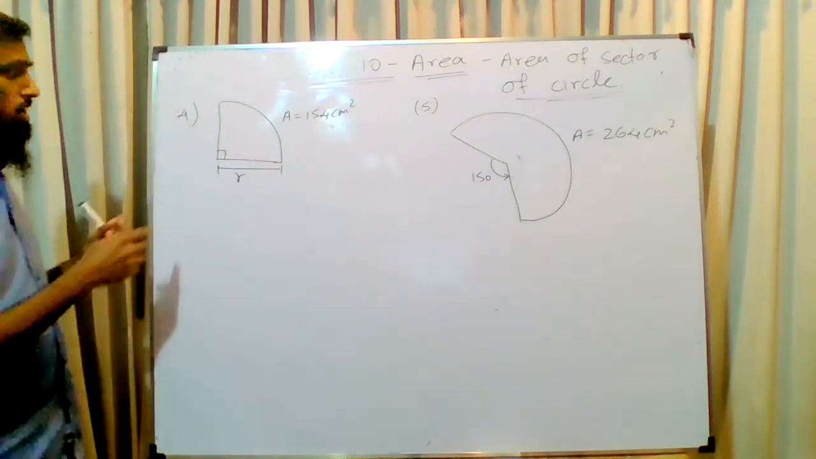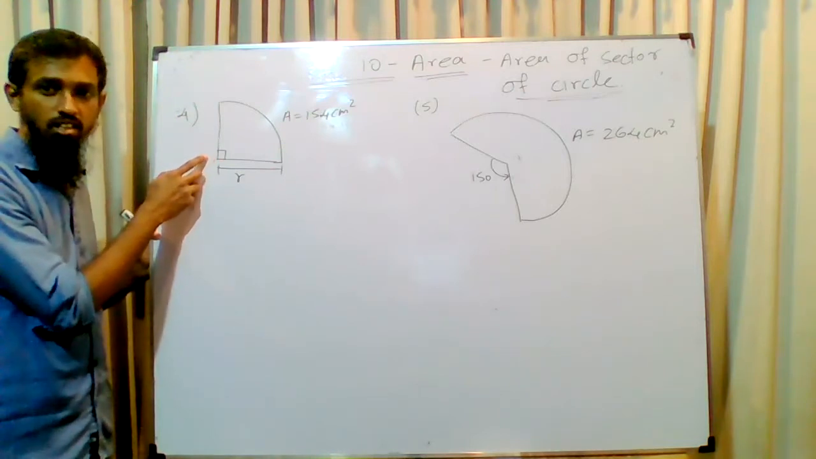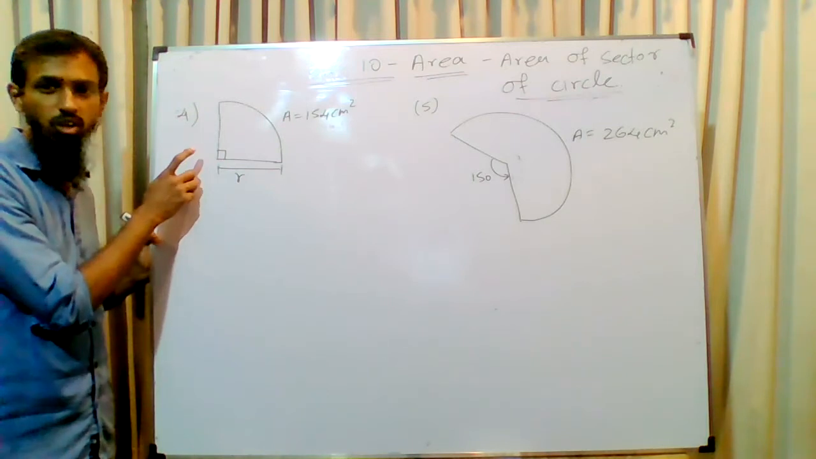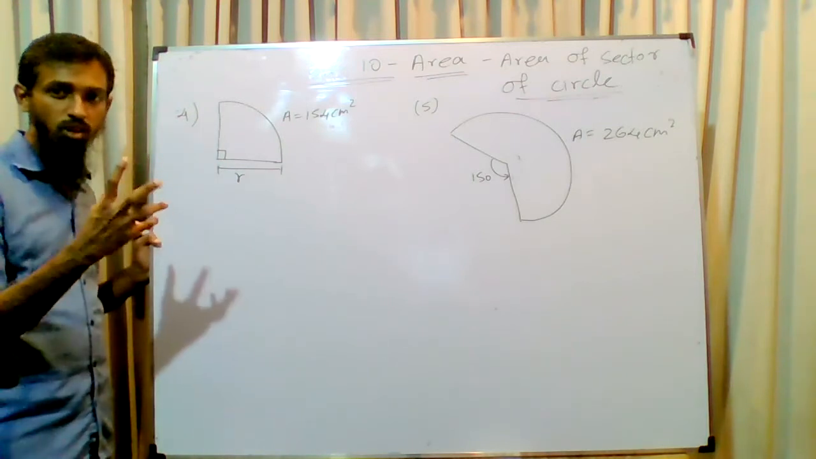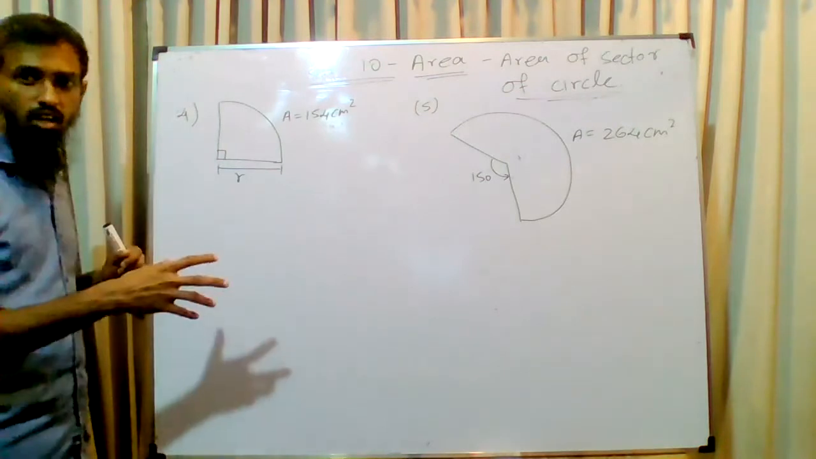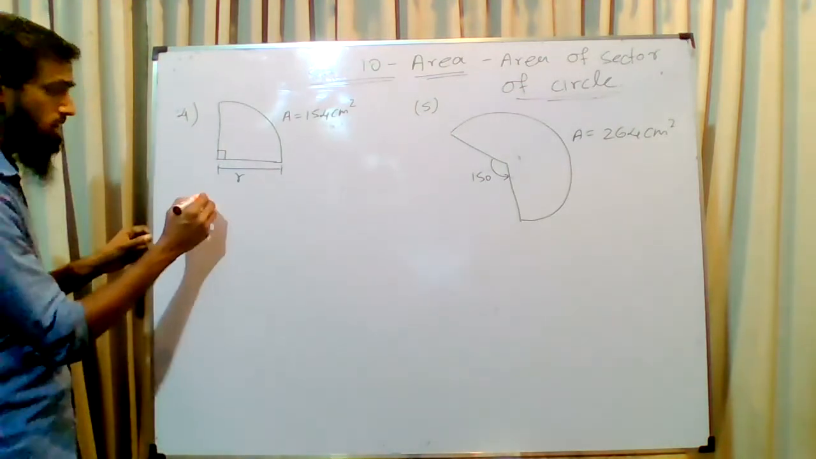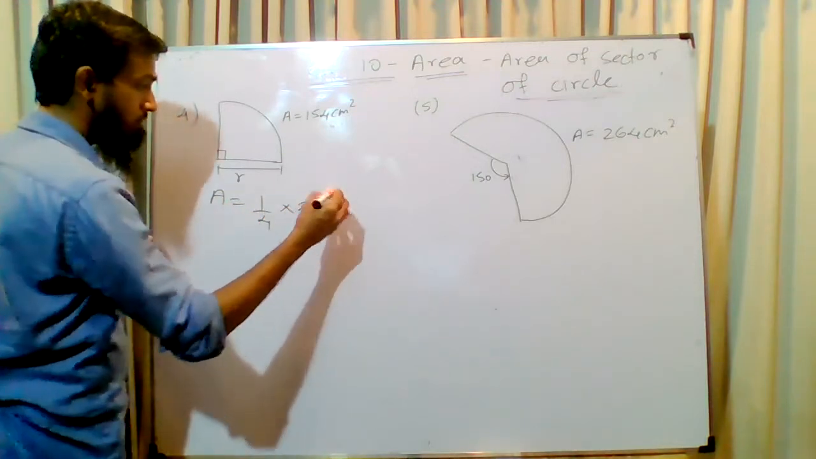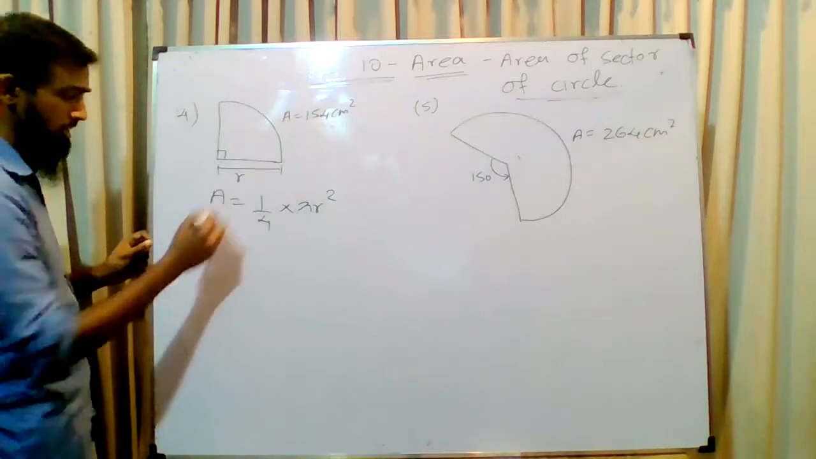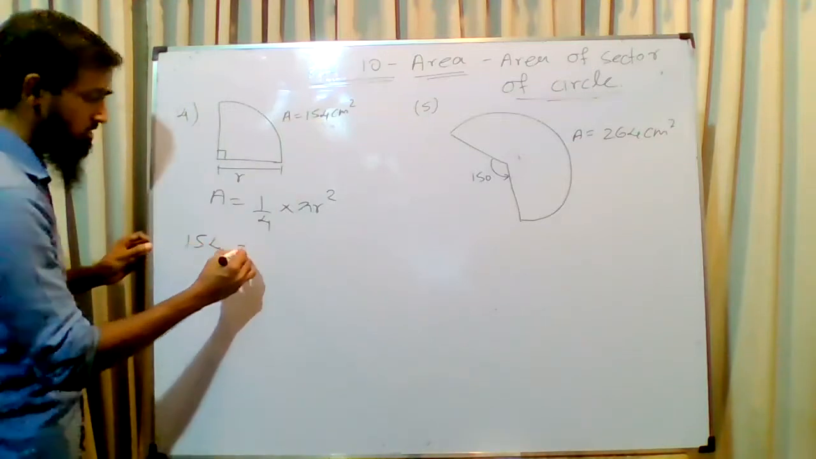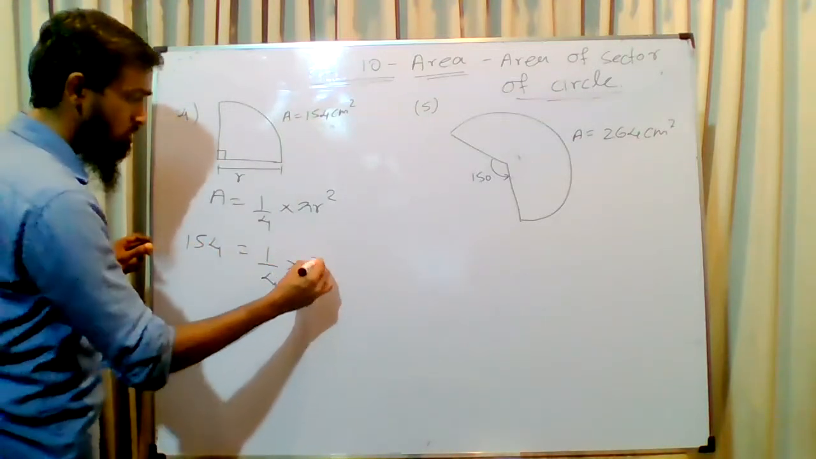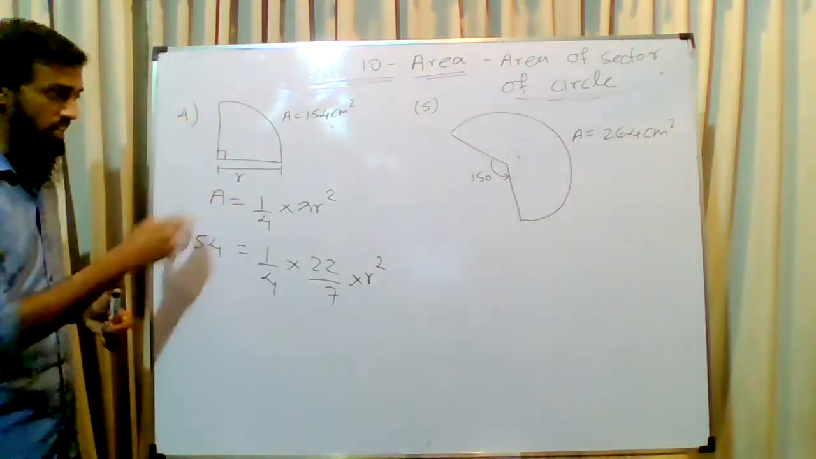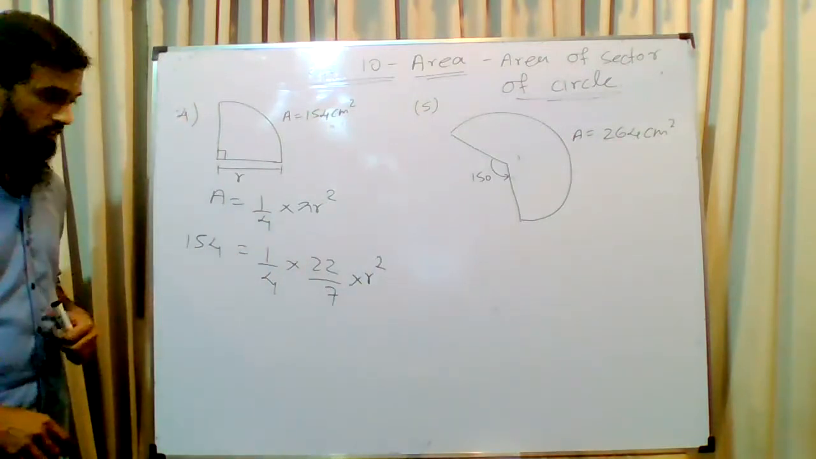Okay, so the sector angle, the center angle is 90. So this is a primary sector. So we know this portion. What is the portion of the sector? So we can directly add the portion. So area is equal to 1/4 into pi r squared. So the area is given, 154. So 1/4 into 22 over 7 into r squared. The radius is r. So we need to find the r.